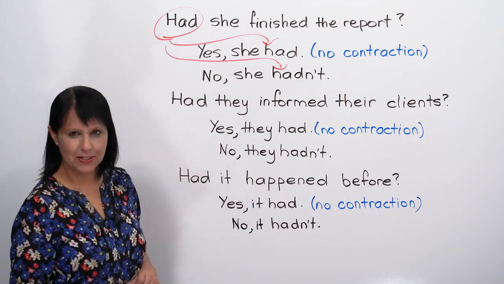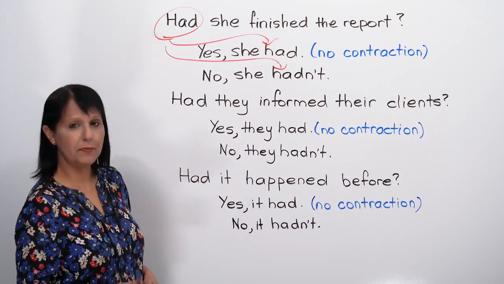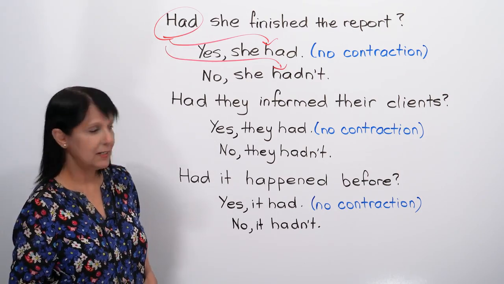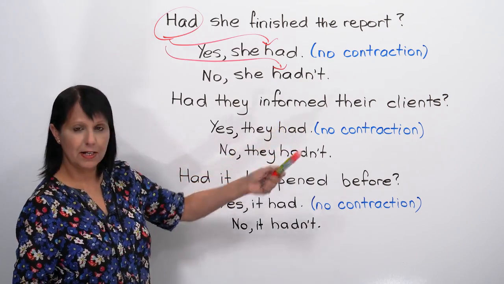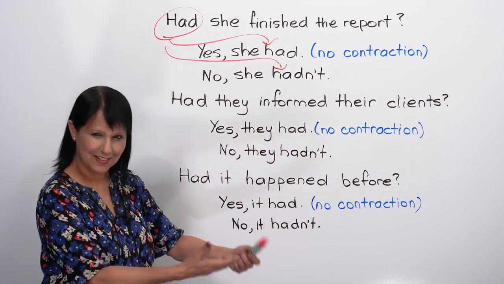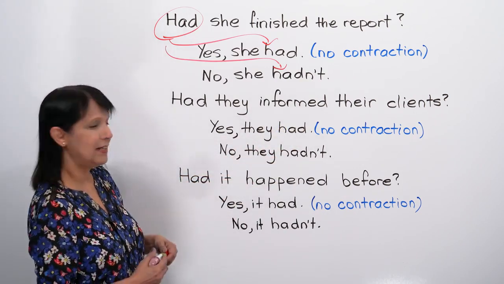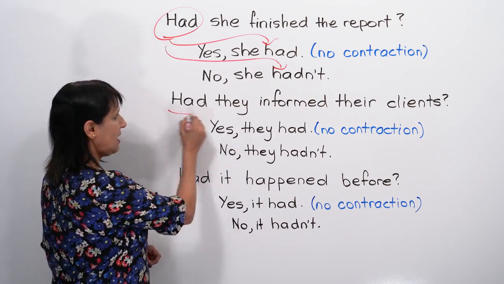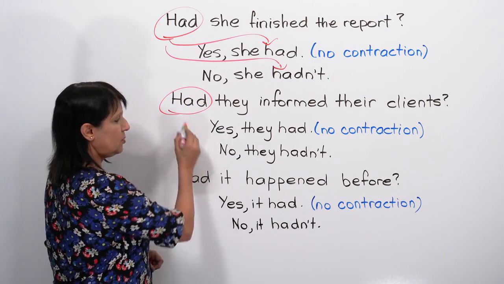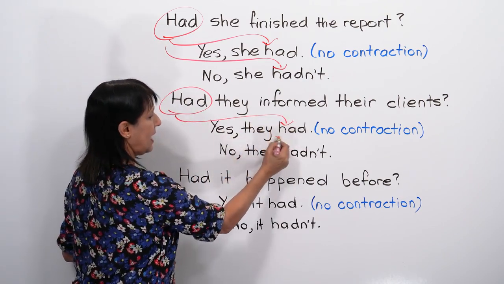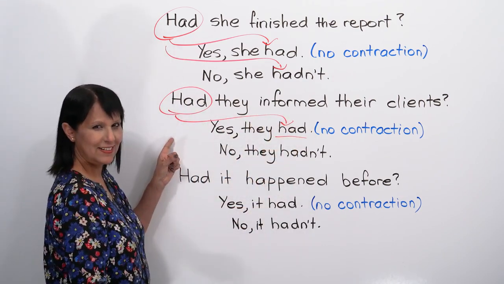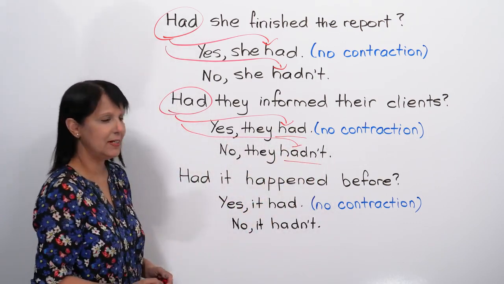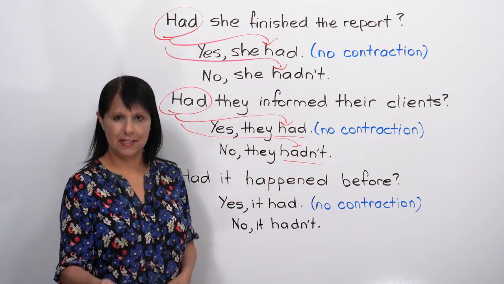Okay, let's look at another example. Had they informed their clients, let's say, before the meeting? Okay, had they informed their clients means had they told their clients. So again, we do the same thing. We're using the word from the question itself, right? So the answer will be yes, they had, or no, they hadn't. Okay? Say it after me. Yes, they had.